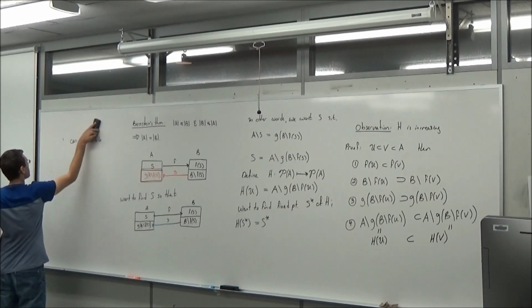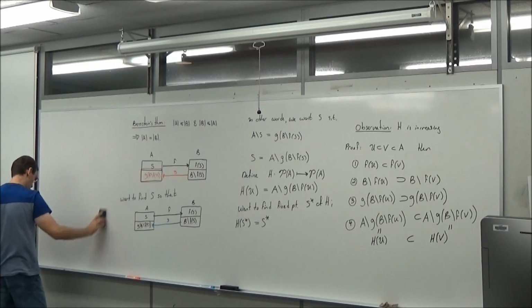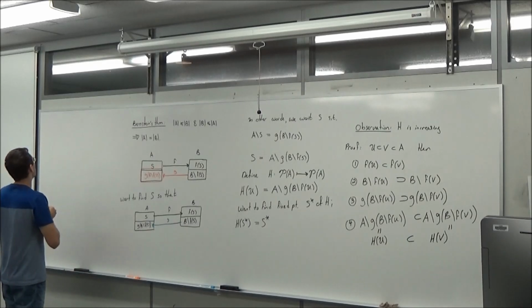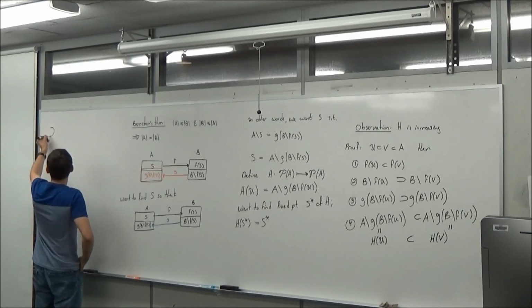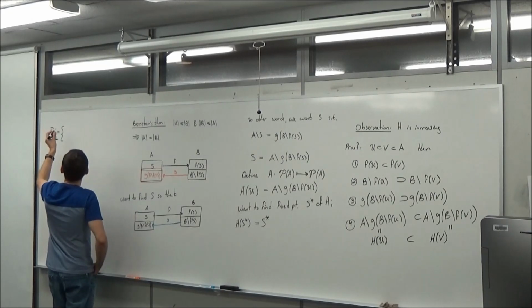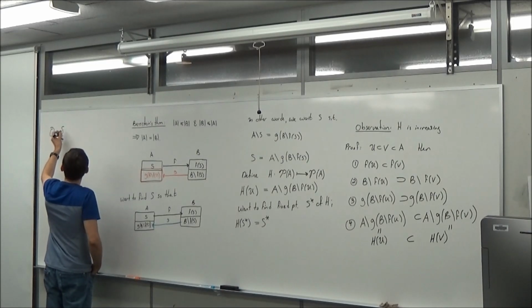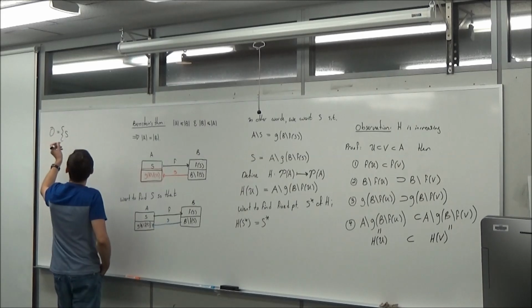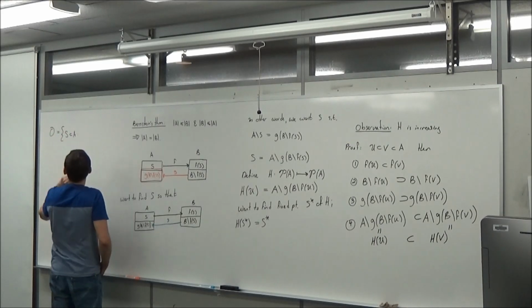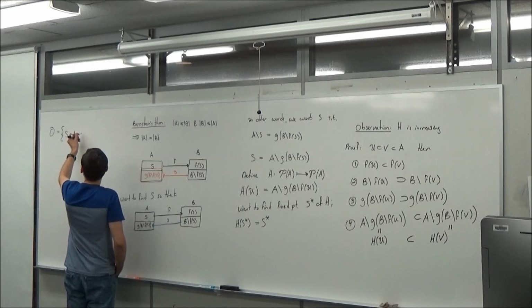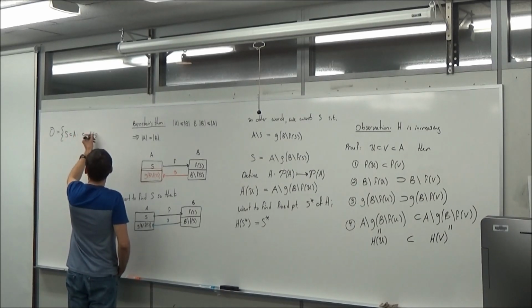Okay, so how is that going to help? Well, what we're going to do is consider a collection of all subsets. So O is going to be the collection of sets S that are subsets of A, such that S is a subset of h of S.